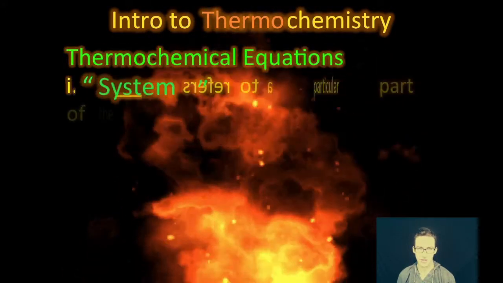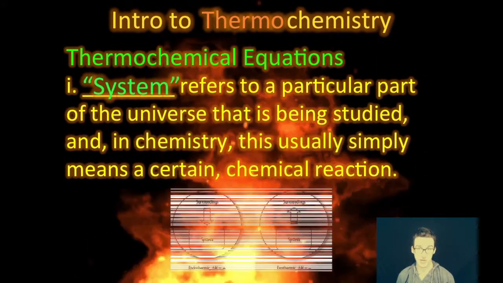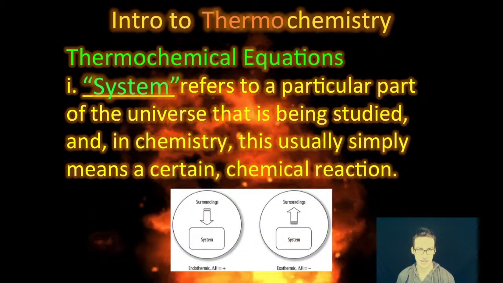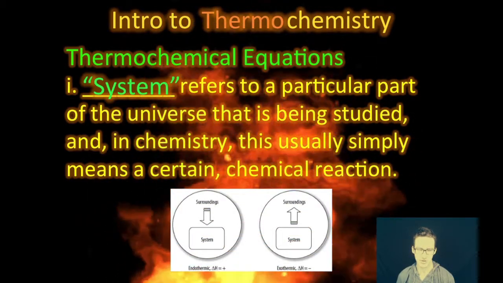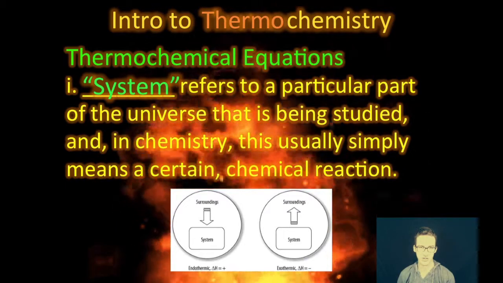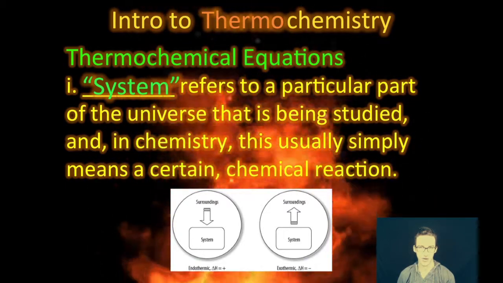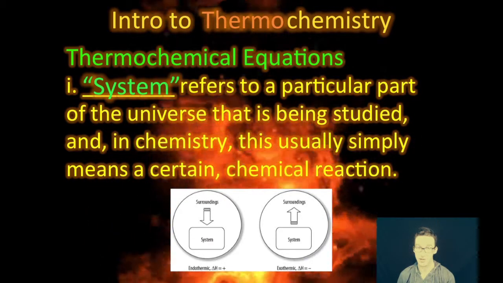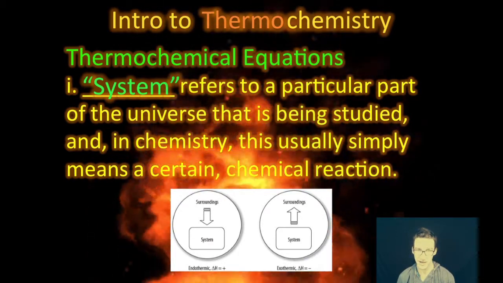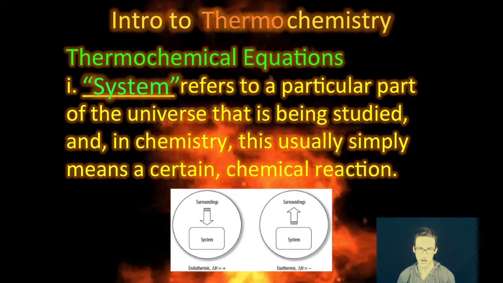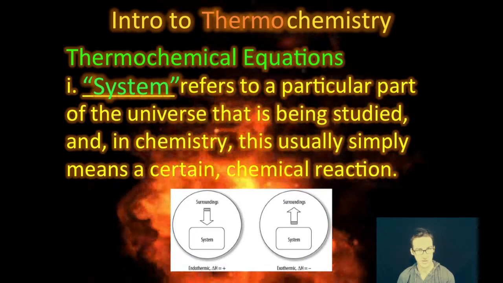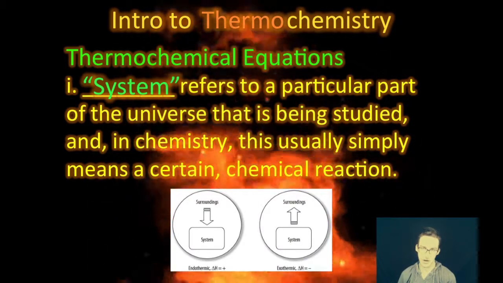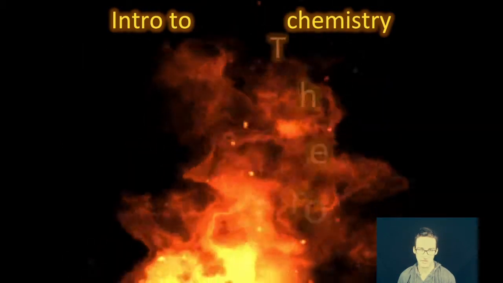But before we do that, let's talk briefly about a couple of terms that we're going to hear a lot in this unit, and it's important to keep them straight in your mind to better help understand what's going on with the flow of that thermal or heat energy. System, first of all, refers to a particular part of the universe that's being studied, and in chemistry, we're usually talking about our chemical reaction. So when we say system, we're talking about what's going on in our beaker, in our flask, the system that we're talking about.